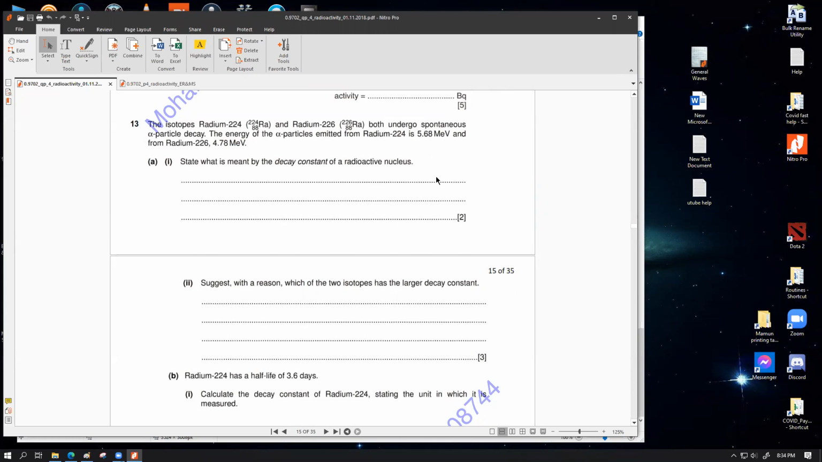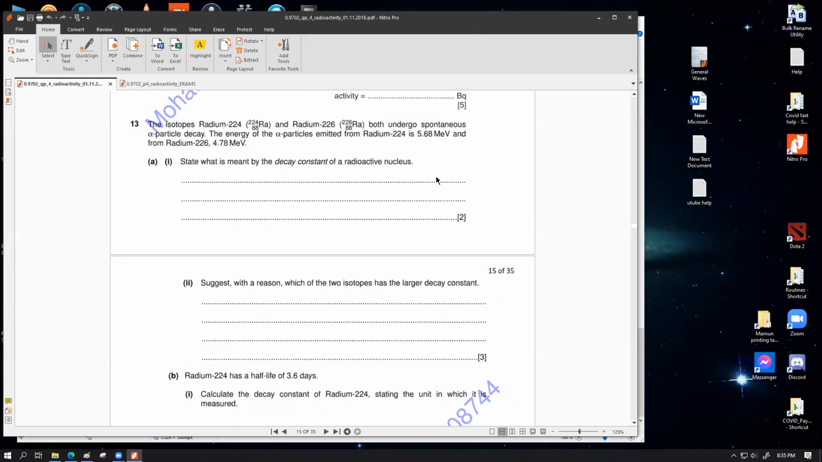আচ্ছা, এটা তো একটা ভালো কোশ্চেন। এই কোশ্চেন দেখো, নাম্বার 13 দেখো। The isotopes radium-224 and radium-226 both undergo spontaneous alpha particle decay. The energy of alpha particles emitted from radium-224 is 5.68 megaelectron volt, and from radium-226 is 4.78 megaelectron volt. Okay, so we have two different values of alpha particle energies. State what is meant by the decay constant of a radioactive nucleus.